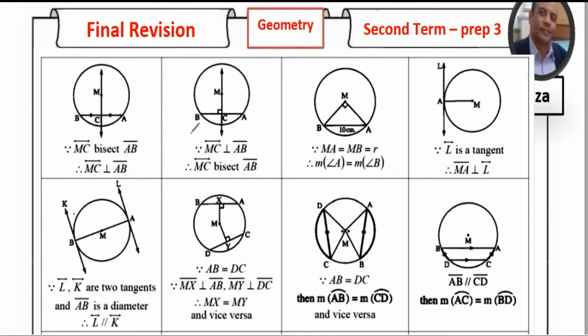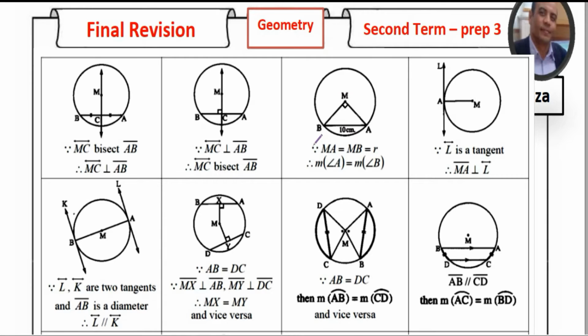Second, if MC passes through the center M and we have a chord AB and MC straight line is perpendicular to the chord AB, what do you deduce? Yes, we deduce that the straight line MC bisects the line segment or the chord AB. So here BC will equal CA.